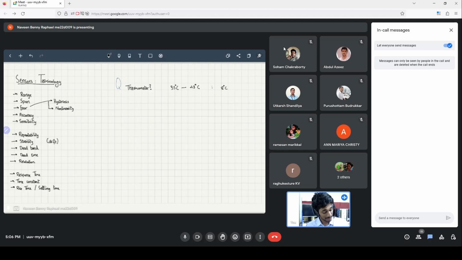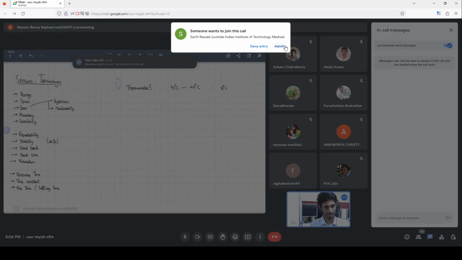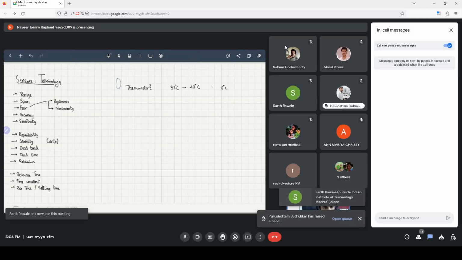The accuracy of our thermometer is... Oh, I must also add, in case I'm speaking too fast, please do raise your hand or give some indication, and then I will slow down if necessary. Okay, I will slow down.